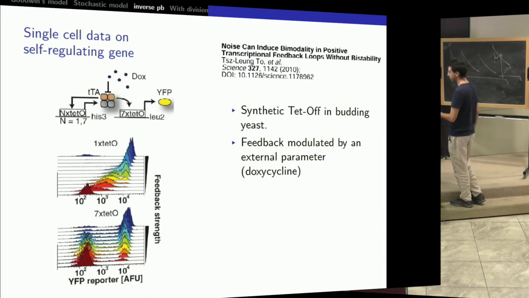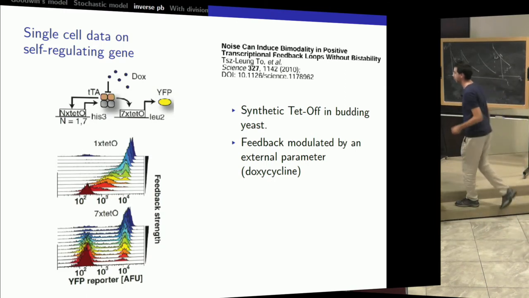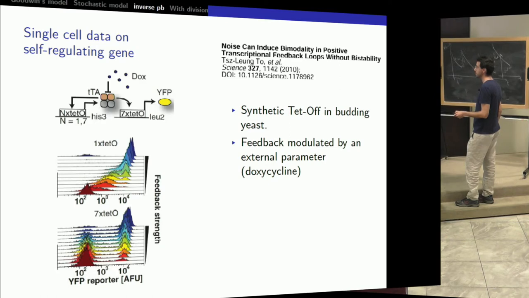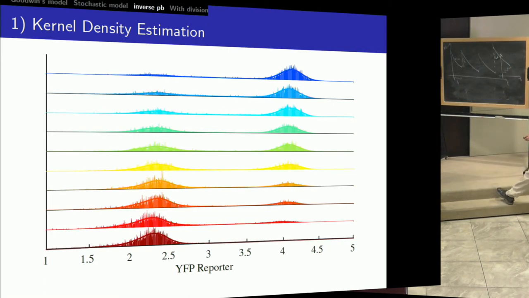So we play with real data. The authors were kind enough to send us the data. I do not claim this is going to be relevant for this synthetic construction. I was just happy to have real data, and in particular bimodal data, because it's more fun than just unimodal data. So we have this synthetic construction that is supposed to have a positive feedback loop, and that can be modulated by an external chemical. That's why you have different curves depending on the amount of chemical you put in. So this is the data and the smoothed data by kernel density estimation.